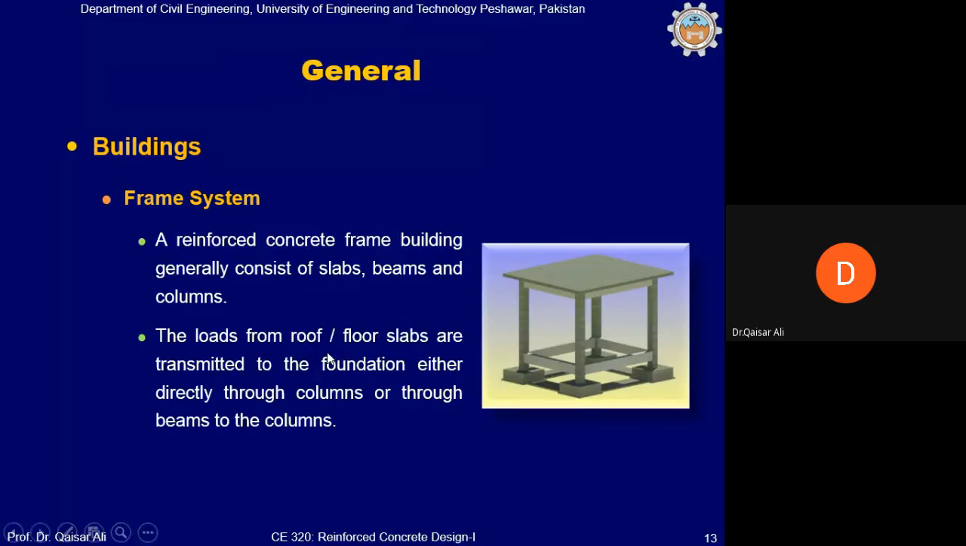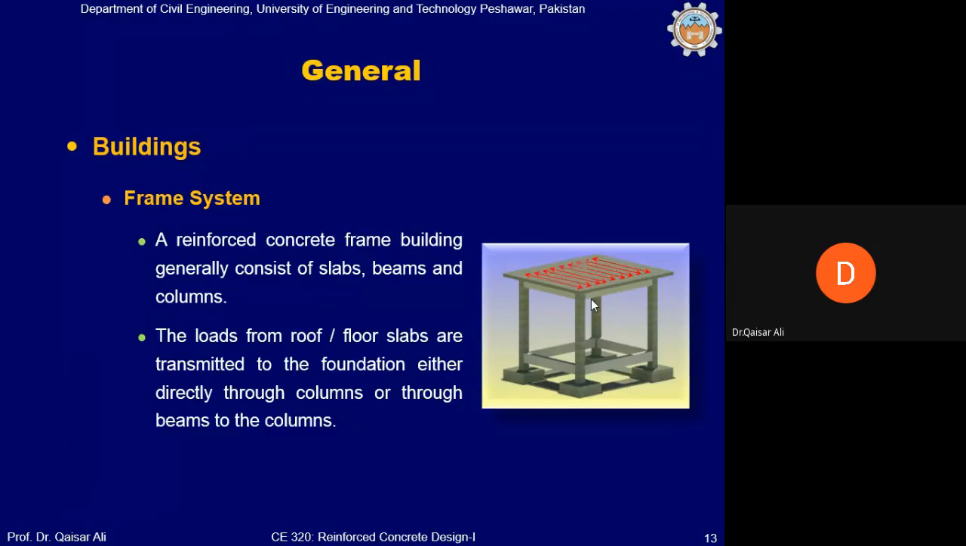So the loads from the roof or the floor slabs are transmitted to the foundation, either directly through columns or through beams to the columns. Sometimes it is possible that there are no beams and the slab is directly resting on columns, but columns will always be there, because columns will transfer this load. So if I click on this, you will be able to see the animation.